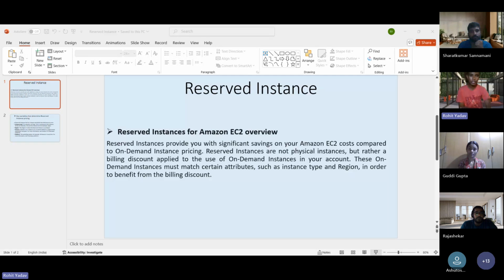Second attribute is region. Like the example of Mumbai, the region also makes changes in the price of our purchase. Third is tenancy. It is basically what type of hardware we include in our pricing. And the last one is platform, like which operating system we use, Windows or Linux or more. So this is the information about reserved instances.